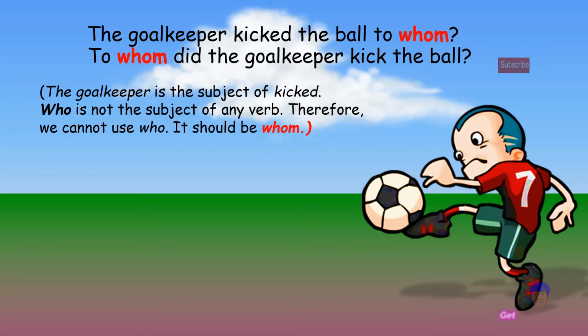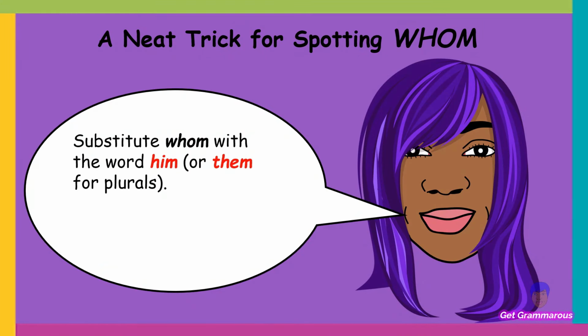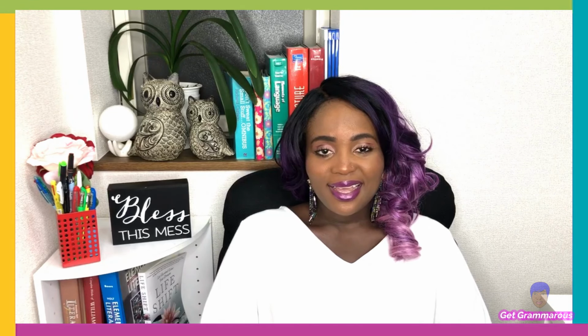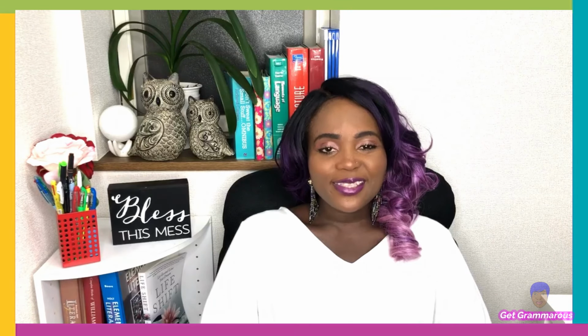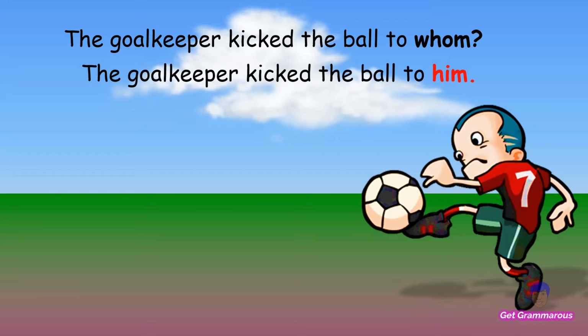The goalkeeper is the subject of kicked. Who is not the subject of any verb. Therefore, we cannot use who. It should be whom. A neat trick for spotting whom. Substitute whom with the word him, or them for plurals. If that part of the sentence still makes sense, then whom is almost certainly correct. For example, the goalkeeper kicked the ball to whom? The goalkeeper kicked the ball to him.